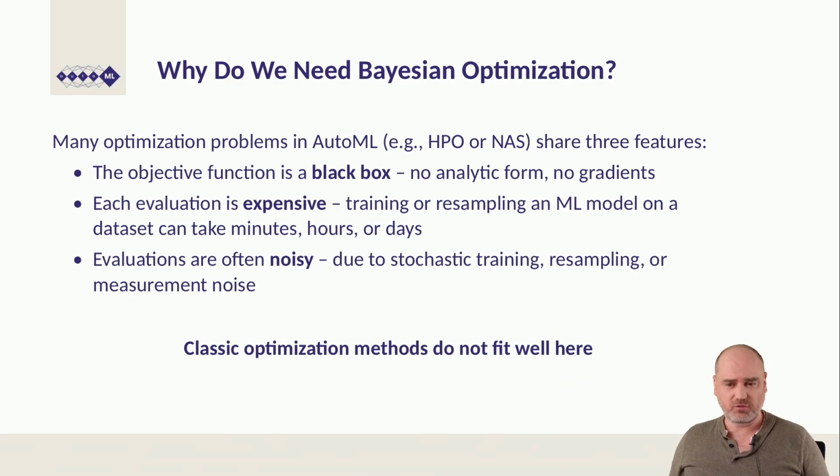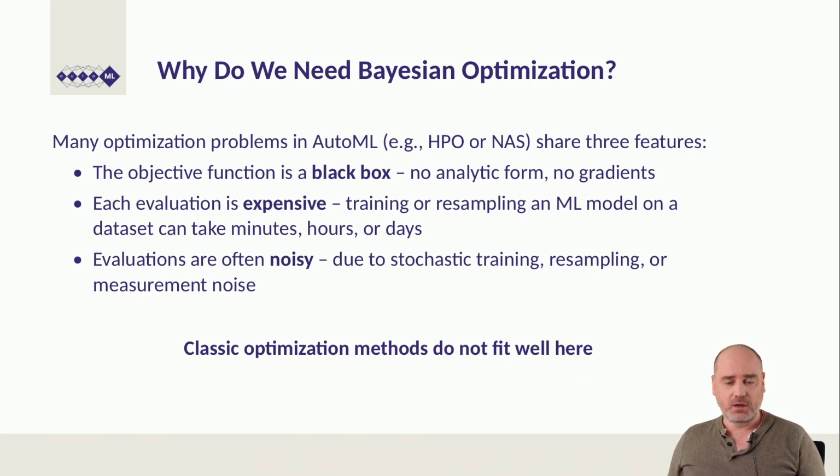And usually the evaluation of this black box is expensive. So we have to either train a single ML model or we have to potentially completely resample this. So there are multiple training and prediction steps involved. And this can take somewhere between minutes, hours, or days. And the third aspect of this optimization problem is that it's often noisy, because the training can be stochastic. The data is random anyhow, so we should actually treat this output that we get from the evaluation of our cost function as a random variable.